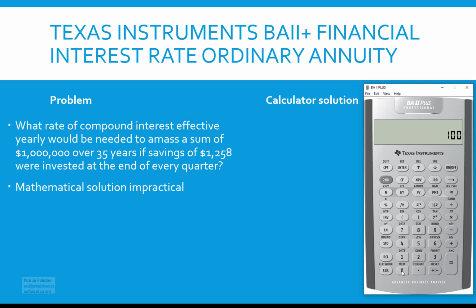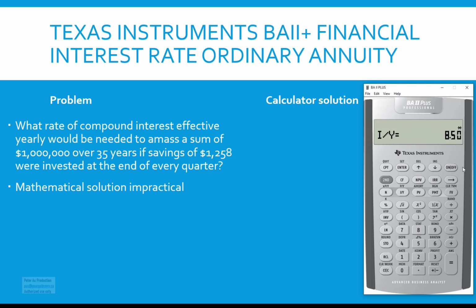$1 million is the future value. Press compute and press IY. The answer is 8.50% effective yearly or compounded yearly.